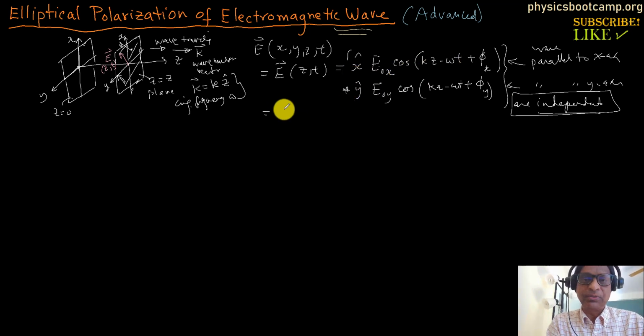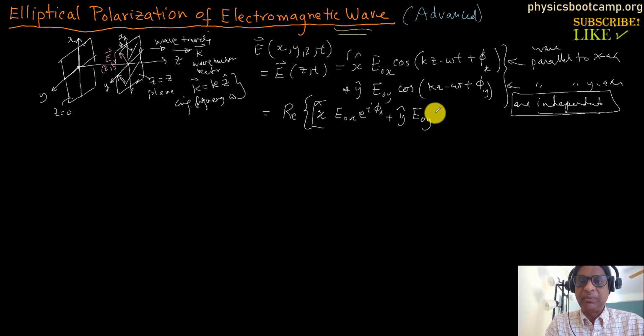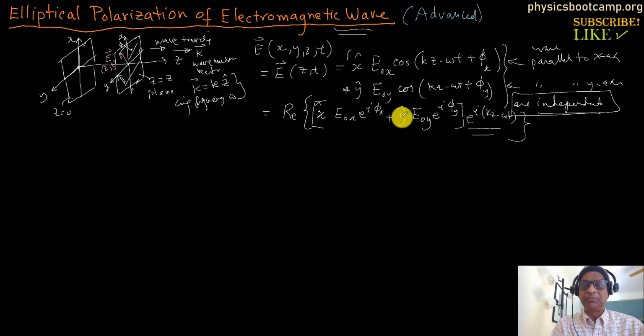Addition is linear, so I can write this as the real part of x hat E0x e to the power i phi x plus y hat E0y e to the power i phi y, times e to the i (kz minus omega t). So this will be common, because this is addition, which is a linear operation, it will just come out, it will be exactly that value. This will be that value. Make sure you understand those. Okay, make sure that you got that.